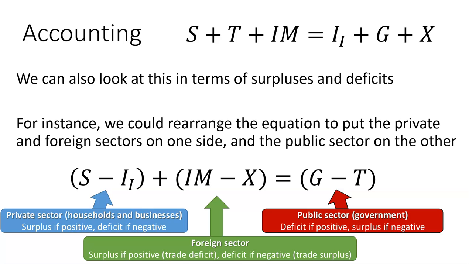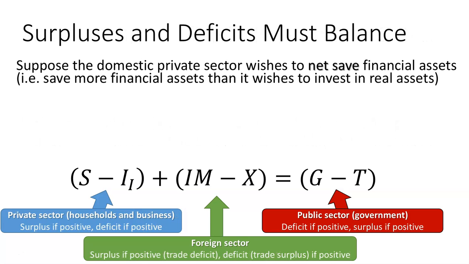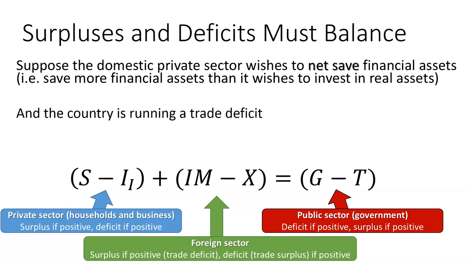That's your public sector. If that number comes out positive, we say the public sector, the government, is in a deficit. If that number comes out negative, we would say the public sector is in a surplus. So just hypothetically, let's suppose that we've got an economy in which the domestic private sector wishes to net save financial assets. We would usually say the private sector is trying to accumulate wealth there. It's trying to save more financial assets than the liabilities that get created through investment, which is just another way of saying that savings exceeds intended investment.